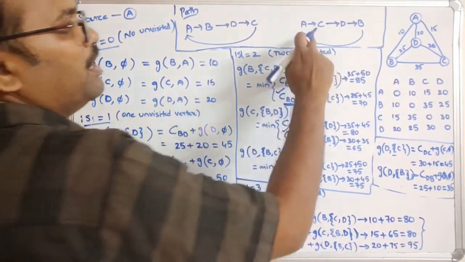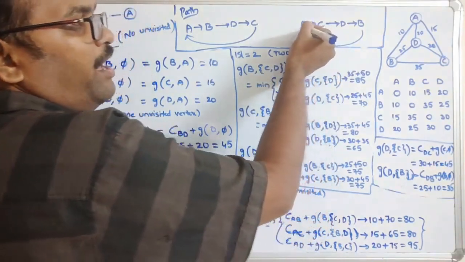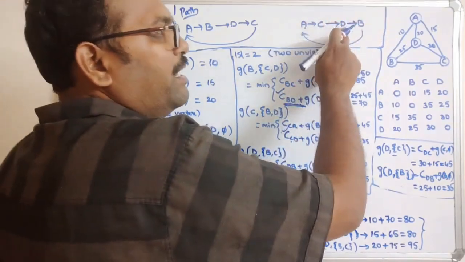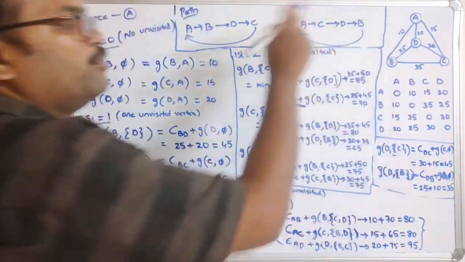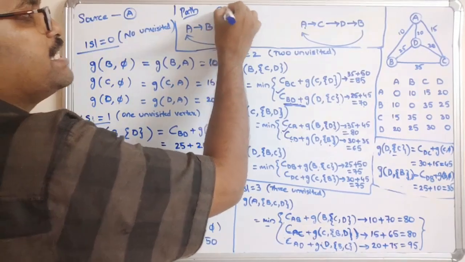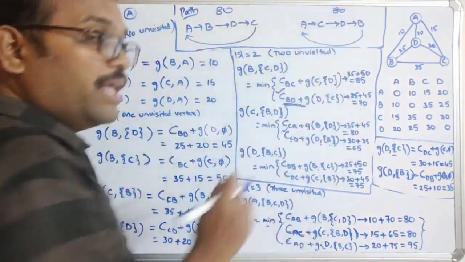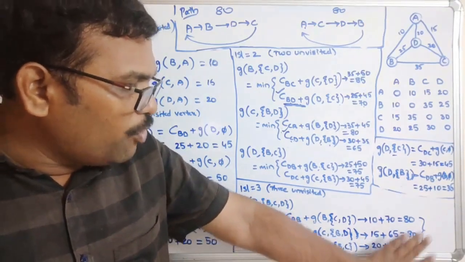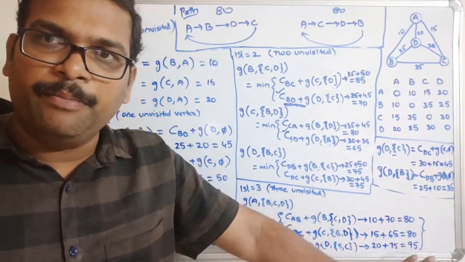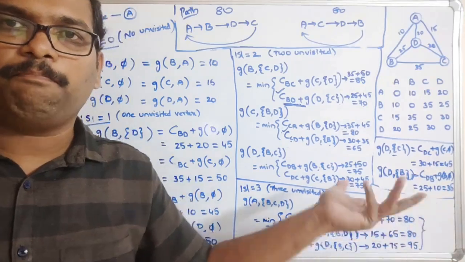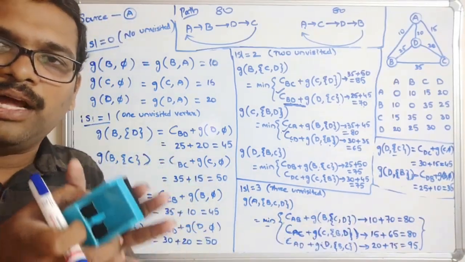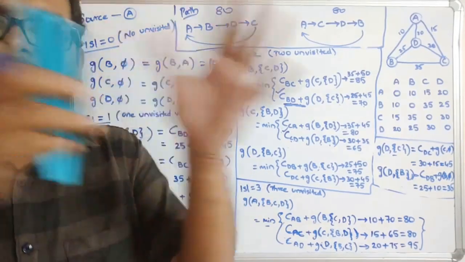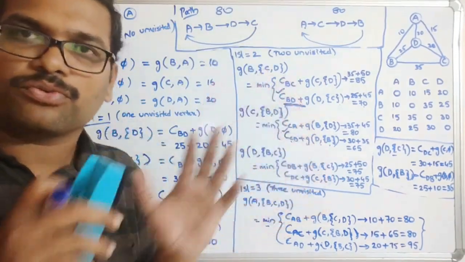And similarly here, starting from source A, visiting the first vertex as C, next vertex as D, followed by B, and come back to A. So in both the cases, the distance is 80. So there are two possible paths. If we are having only one among these three as minimum, that will be the single path where the person can travel from the source visiting all vertices and come back to the source.